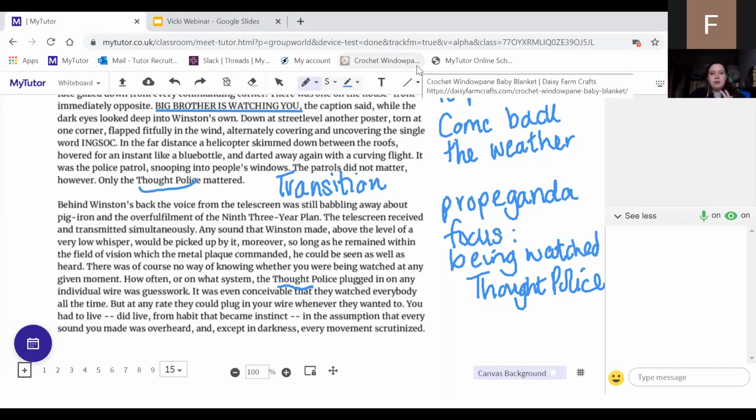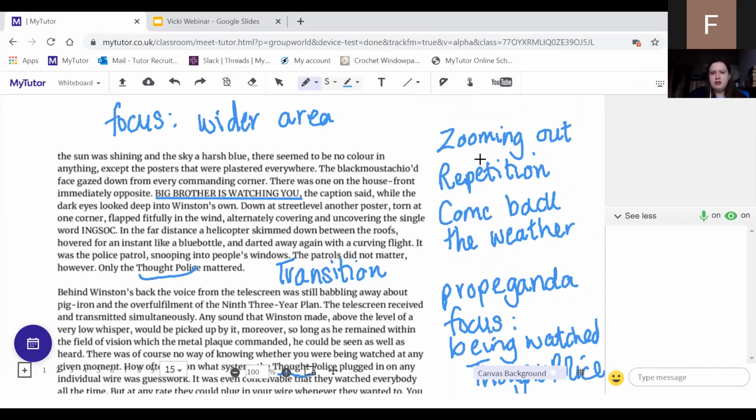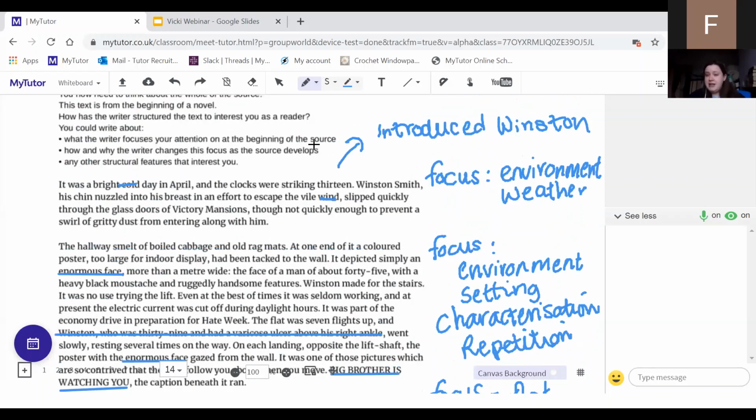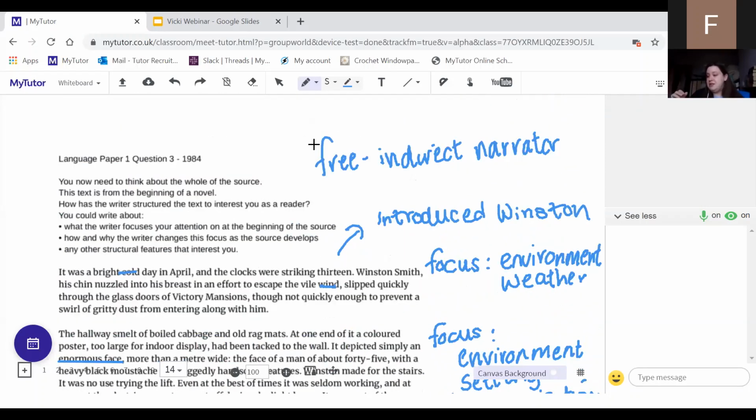Right, so we've talked about the start, we've looked at the setting a little bit, haven't we? Omniscient narrator, we don't have one of those. We've decided we have a free indirect narrator, so we don't have somebody who's saying all of this is happening because of this and this is what's going to happen to Winston now. That's what an omniscient narrator is. We don't have one of them.